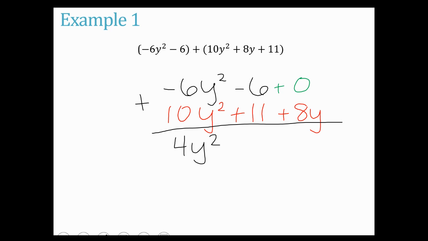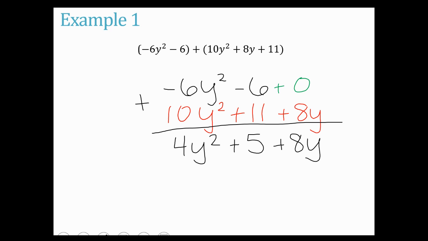Negative 6 plus 11 is going to give us a positive 5. And now 0 plus anything is just itself. So 0 plus 8y is going to give us 8y. Remember, we put a 0 there because it did not have any like terms in the first polynomial.